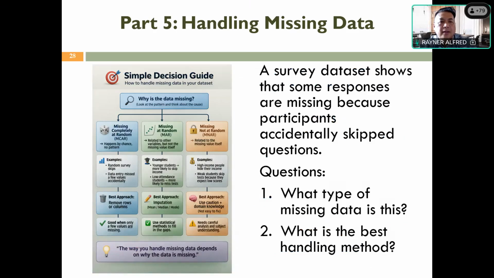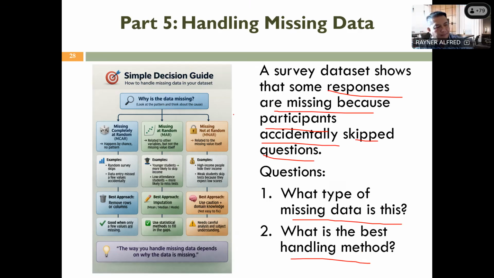Okay, so let's do some testing here. This is the question that we have. A survey dataset shows that some responses are missing because participants accidentally skipped questions. So what type of missing data is this? What is the best way to handle this one?